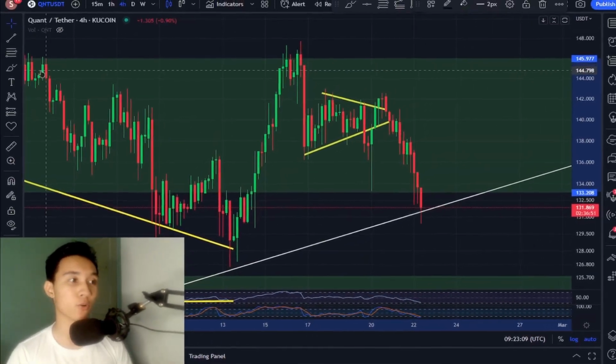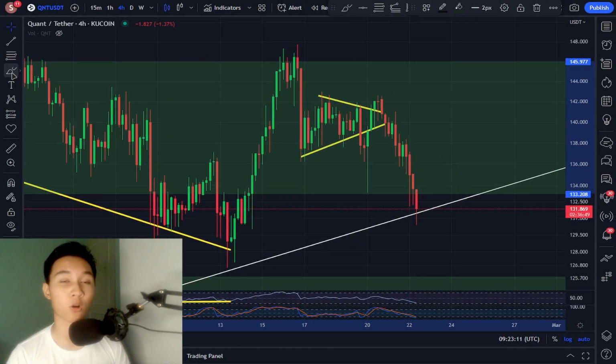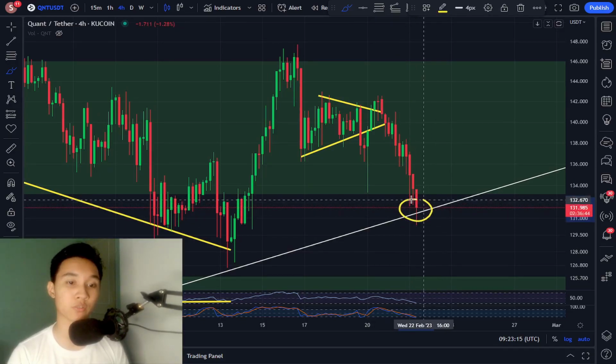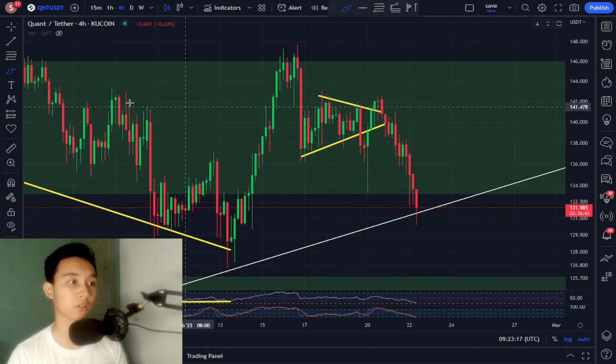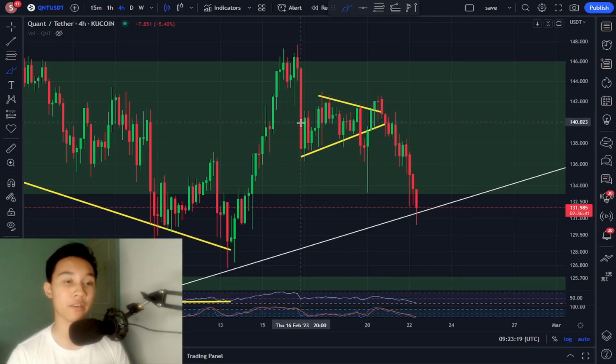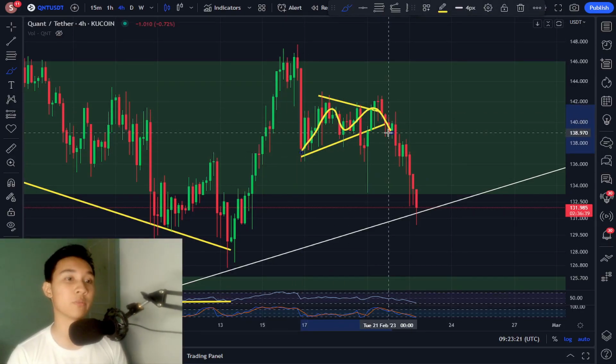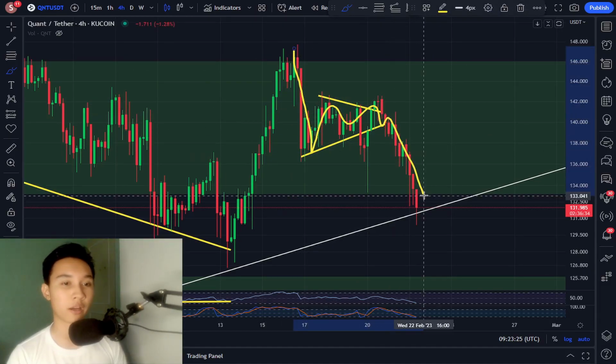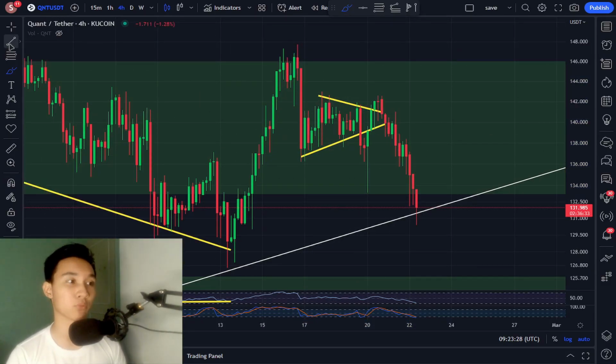In this video, it looks like the Quant price in the 4-hourly time frame has dumped to the target which we have mentioned in my previous video on Quant. I said it looks like the Quant price has formed this symmetrical triangle, or this could as well be a bear pennant, and we did break to the downside. I mentioned the target in my previous video.